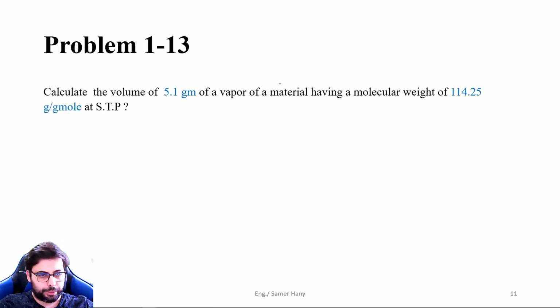Okay, the third problem: calculate the volume of 5.1 grams of vapor of a material having a molecular weight of 114 grams per gram mole at STP. What does that STP stand for? This is standard temperature and pressure. So the standard temperature is 273, which is 0 Celsius, okay? And the pressure is just the atmospheric pressure, which is 1 atmosphere, okay?